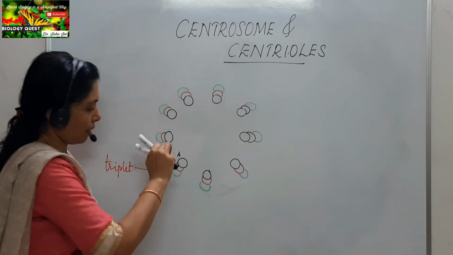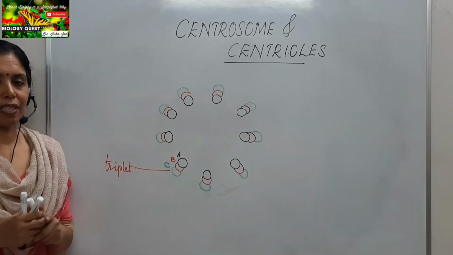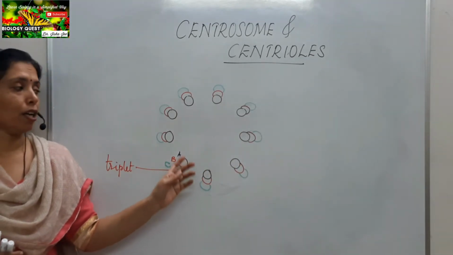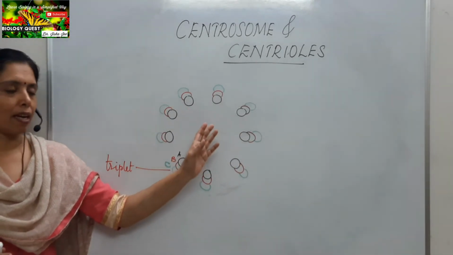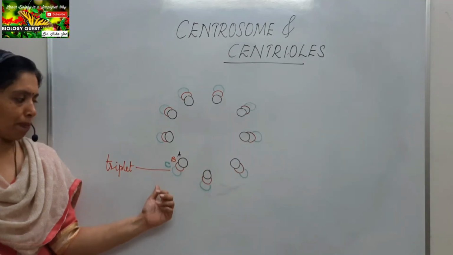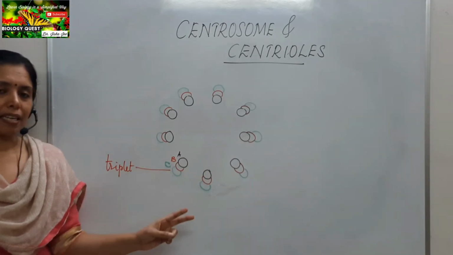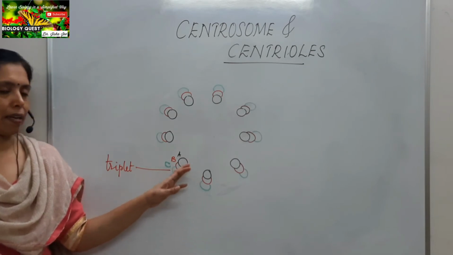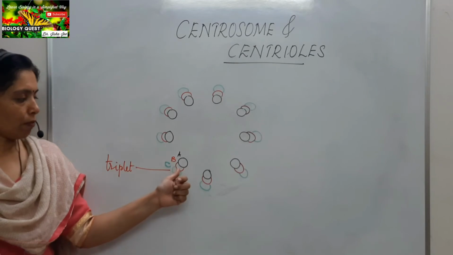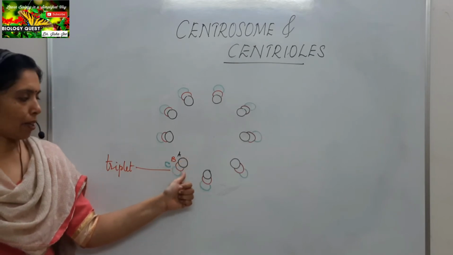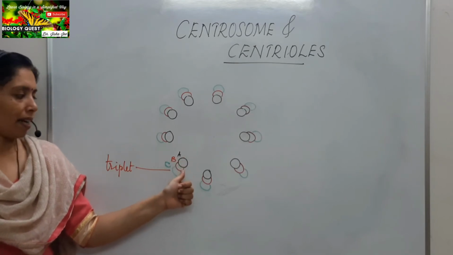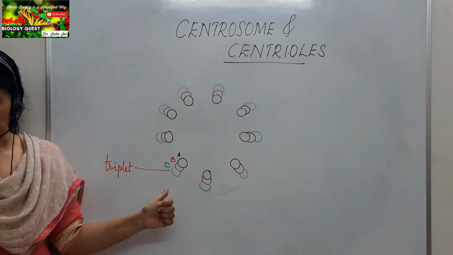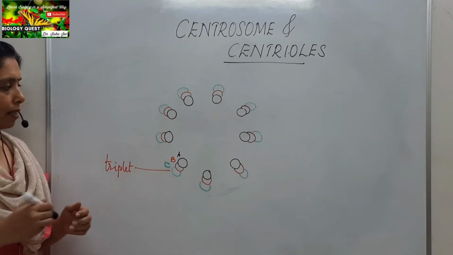I hope you can see that the cylindrical wall of the centriole is formed of 9 groups of microtubules, and each group is a triplet which is formed of 3 microtubule subfibers which are designated as A, B, and C. If you look at subfiber A, you can see that it is complete, whereas B and C are incomplete subfibers.